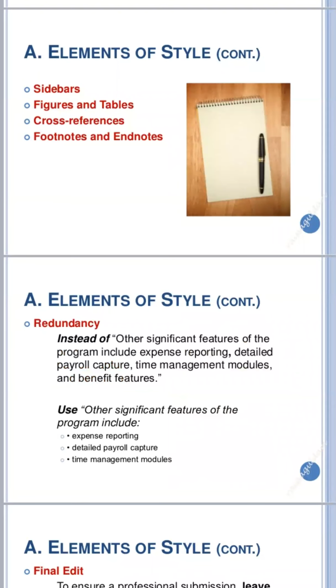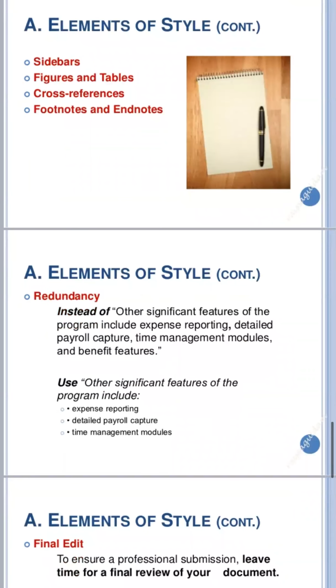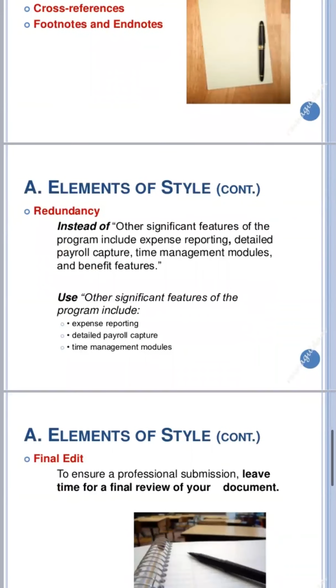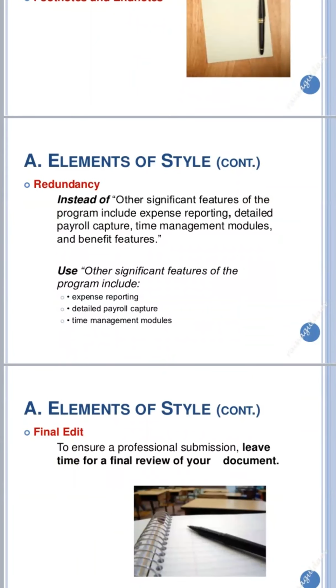Elements of writing are also required: figures, tables, cross references, footnotes and endnotes, if you have made that document. Sidebars are also there. All these elements are according to the requirement. I'm not saying every type of technical writing will have all of these. Some documents may require figures and tables only, and others may require footnotes and endnotes, then cross references. So every time you can choose two to three elements from them.